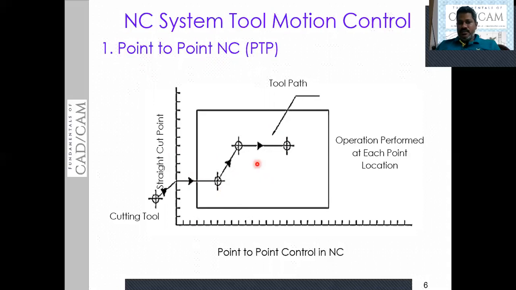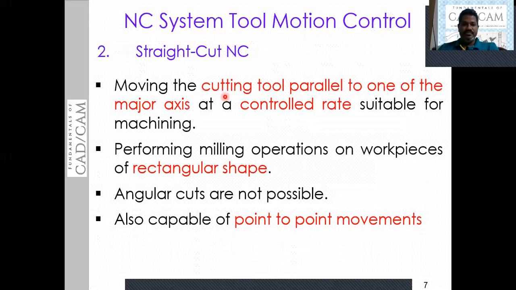That means, but the major disadvantage of this point-to-point NC system is that the tool is not going to move in a curved path. Always the tool is going to move in a straight line. The tool is going to follow a straight line path, maybe inclined, maybe horizontal, maybe vertical. But in this case also, the speed and feed is not at all considered. After reaching the desired location, the work will be performed. This is the basic principle of the point-to-point NC motion control system.